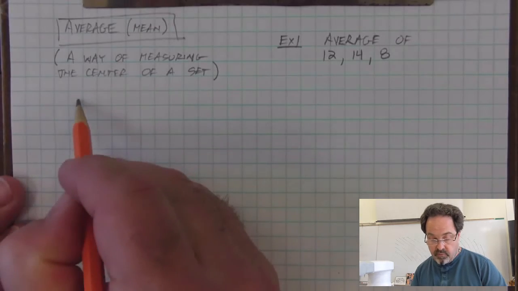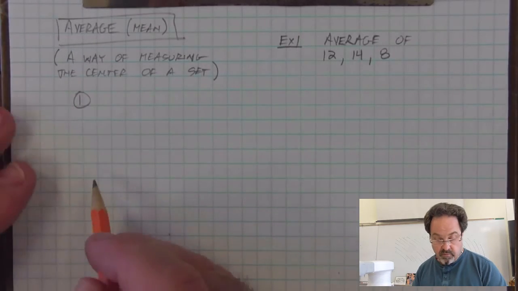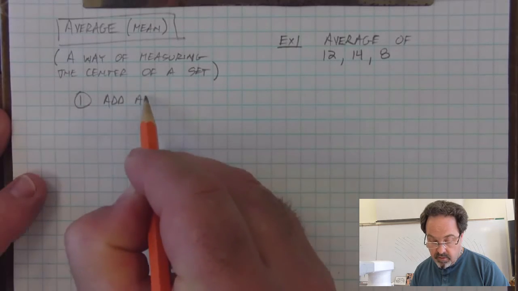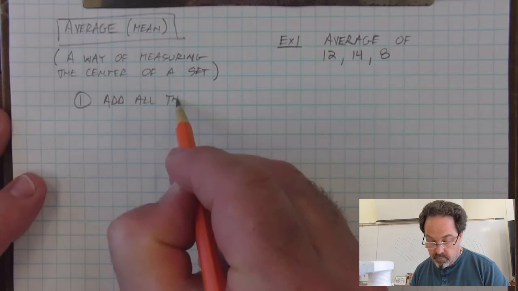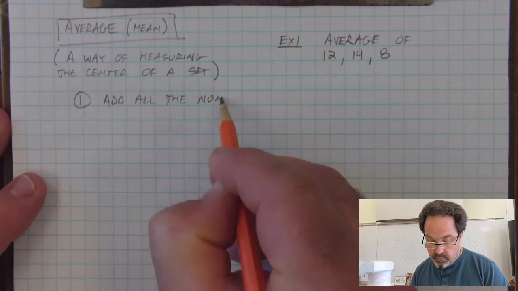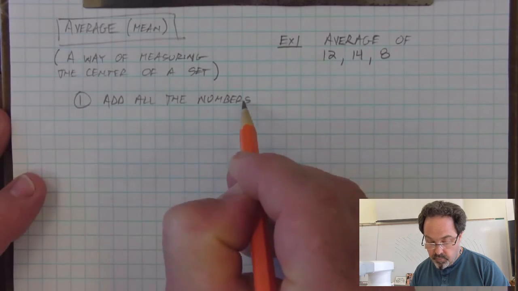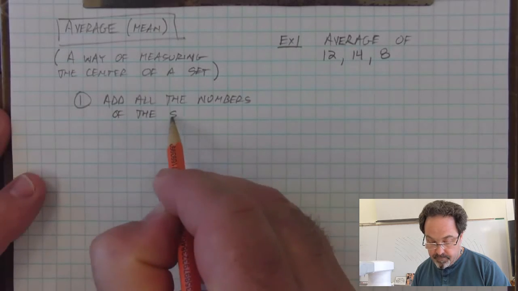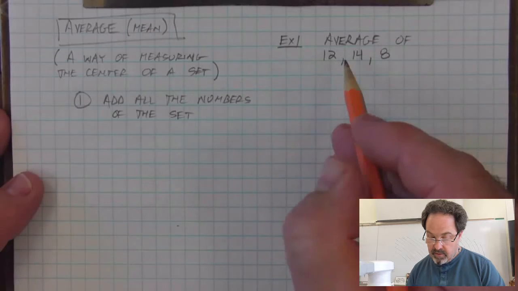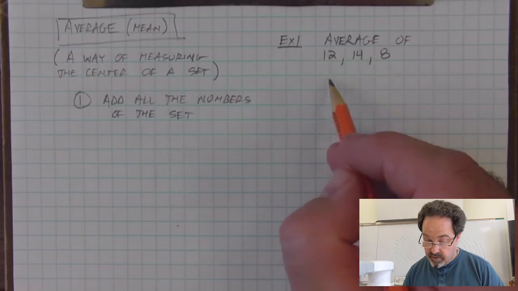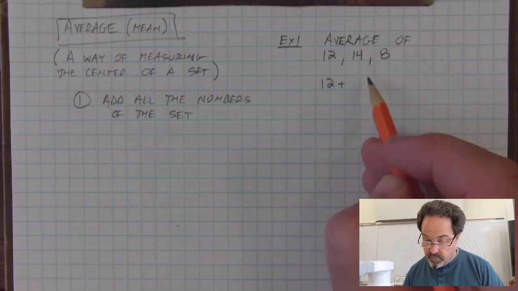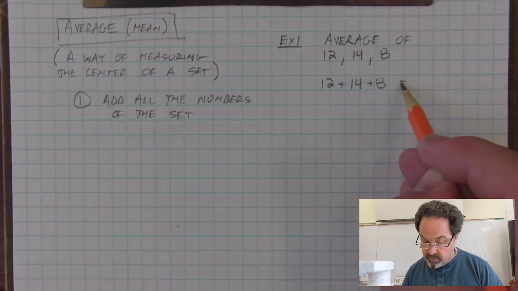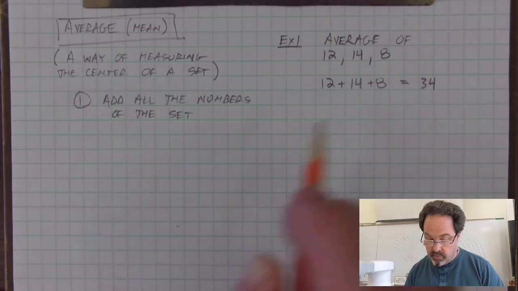To calculate an average, we take two simple steps. Step number 1, add all the numbers of the set. If our set is these three numbers, then we would have 12 plus 14 plus 8, which is 34.